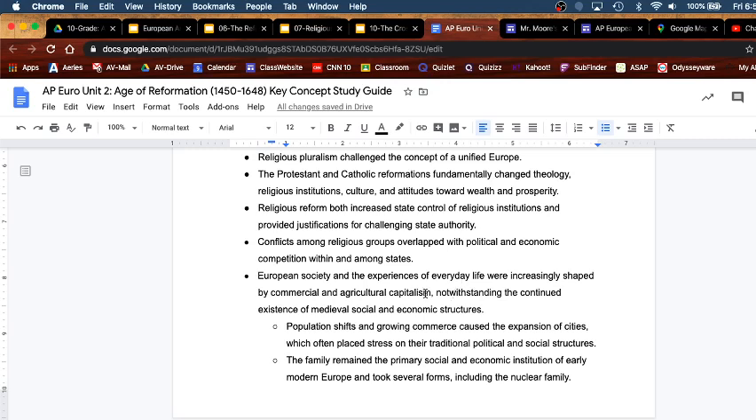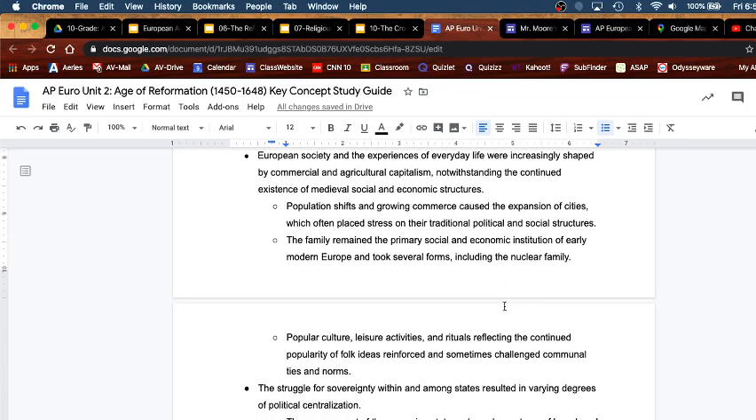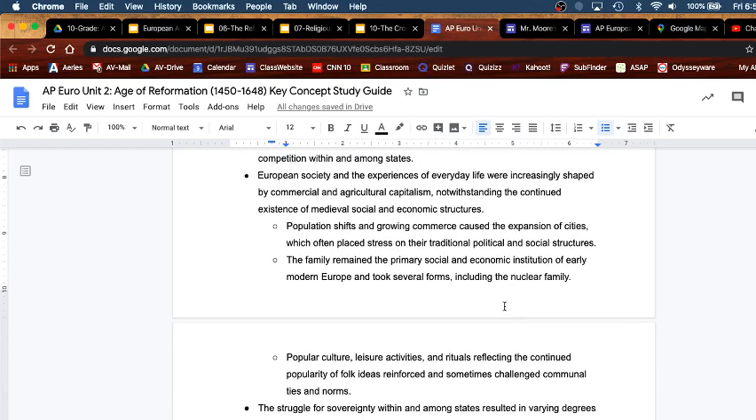European society and the experiences of everyday life were increasingly shaped by commercial and agricultural capitalism, notwithstanding the continued existence of medieval society and social structures. Population shifts and growth in commerce caused the expansion of cities. I'll repeat that again. Population shifts and growing commerce, that's trade, caused the expansion of cities, which often placed stress on their traditional political and social structures.